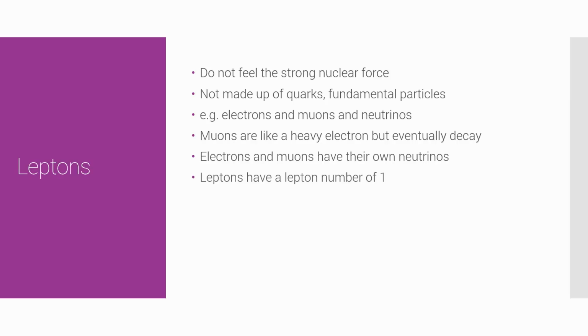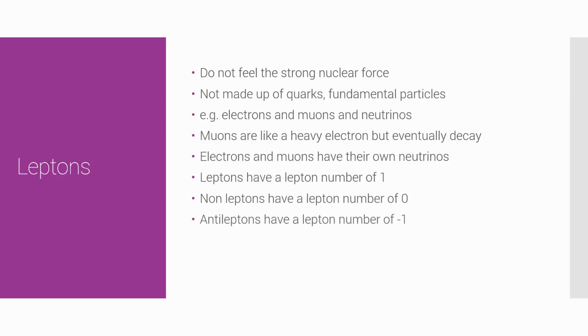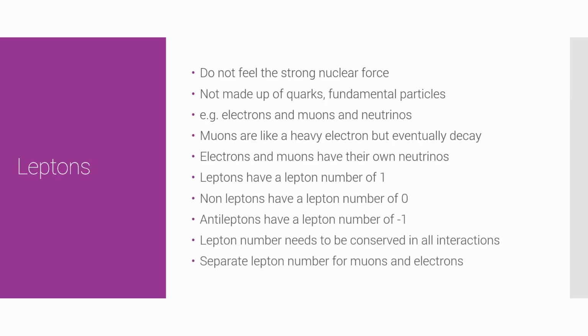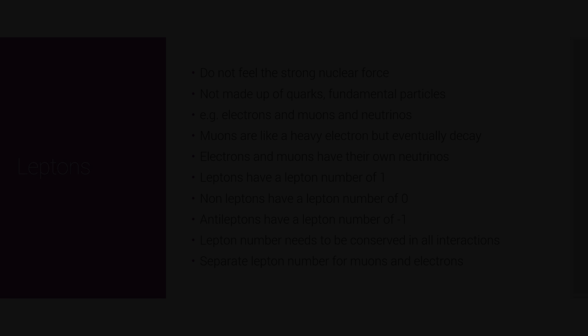Again, lepton number is another quantum number we do need to be aware of. Leptons have a lepton number of 1, non-leptons have a lepton number of 0, anti-leptons have a lepton number of -1. Lepton number also needs to be conserved in all interactions, but one thing we do need to know is that electrons and muons have their own separate lepton numbers. So in an interaction, the lepton number may be conserved, but you may have a mismatch with the electron lepton number and the muon lepton number, so you do need to be aware of that.